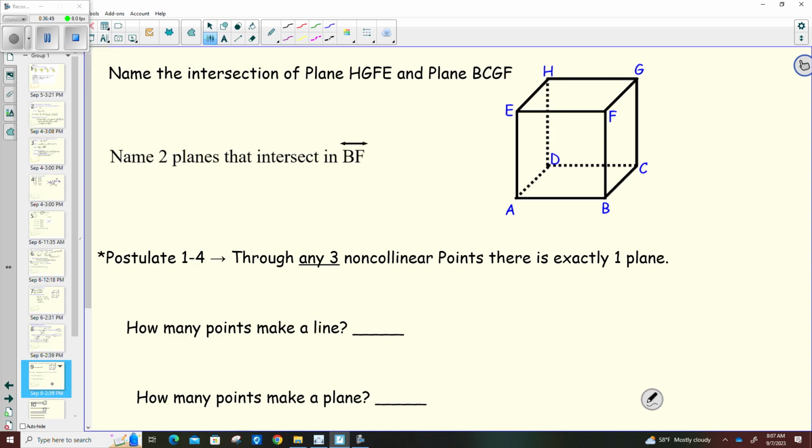All right, name the intersection of plane HGFE and plane BCGF. Go ahead and write down the intersection of those two planes. Remember, what do they intersect in? A what? A line. So remember how you write a line. How many letters? 2. What do we put on top of it? Line with the arrows on the end. Okay, so you need 2 letters, line with an arrow on the end. Where do those two planes meet? Go ahead and write it down. Key is finding those two planes first.